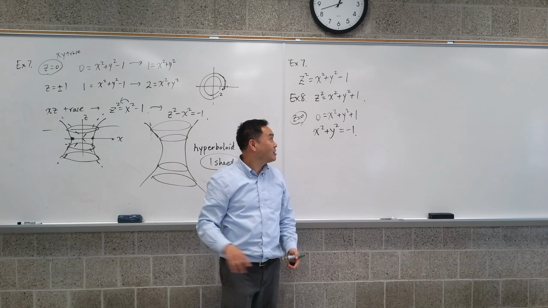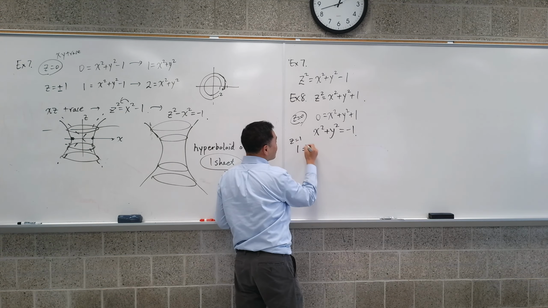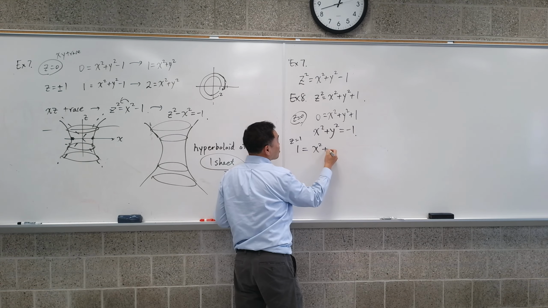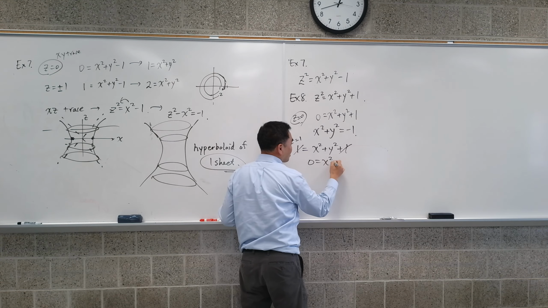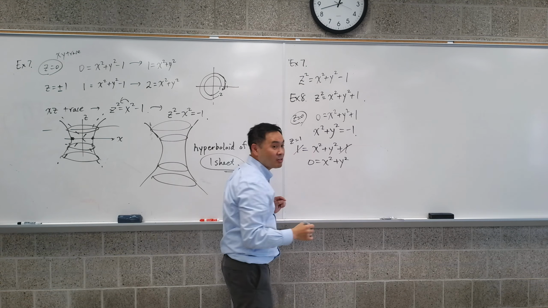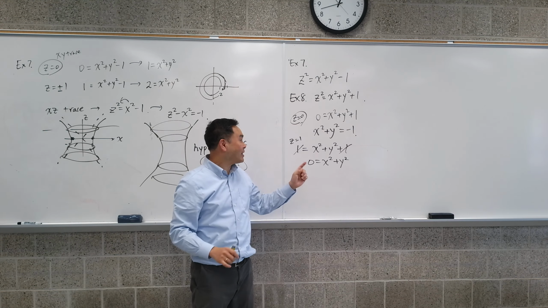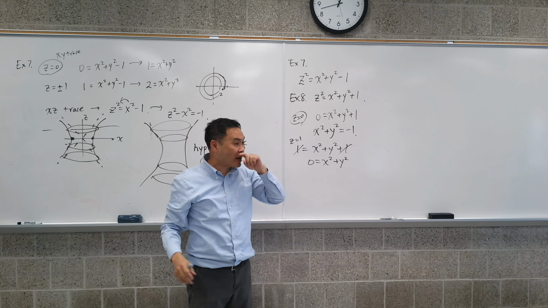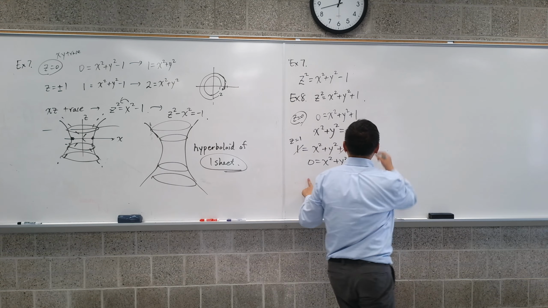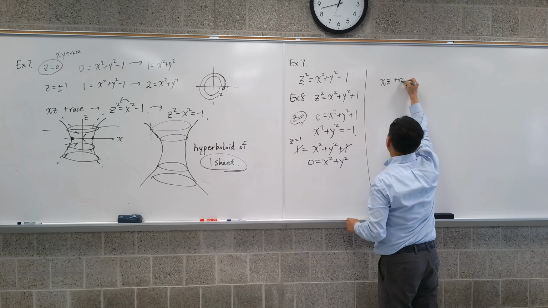Now, when you have z equals 1, you get something. 1 equals x squared plus y squared plus 1. So the 1s cancel, and you get 0 equals x squared plus y squared. That's a single point. So at 1 and negative 1, you have a point. And after this, you do have a growing circle.